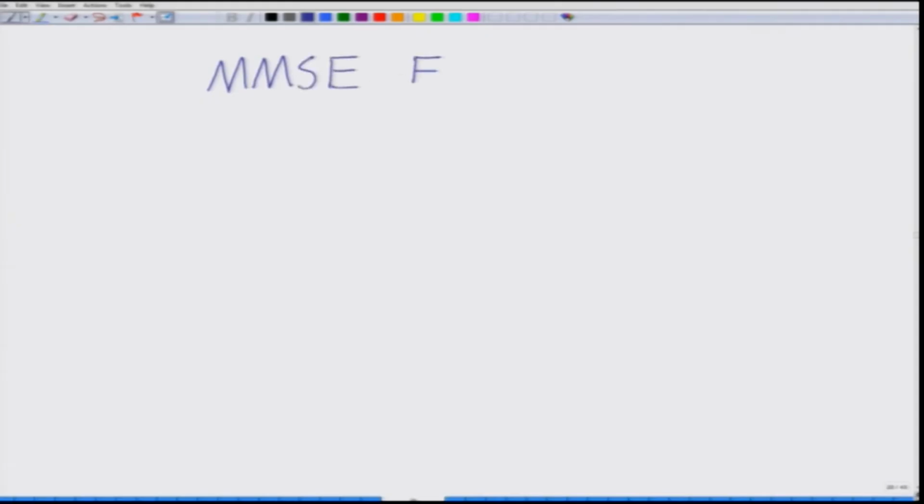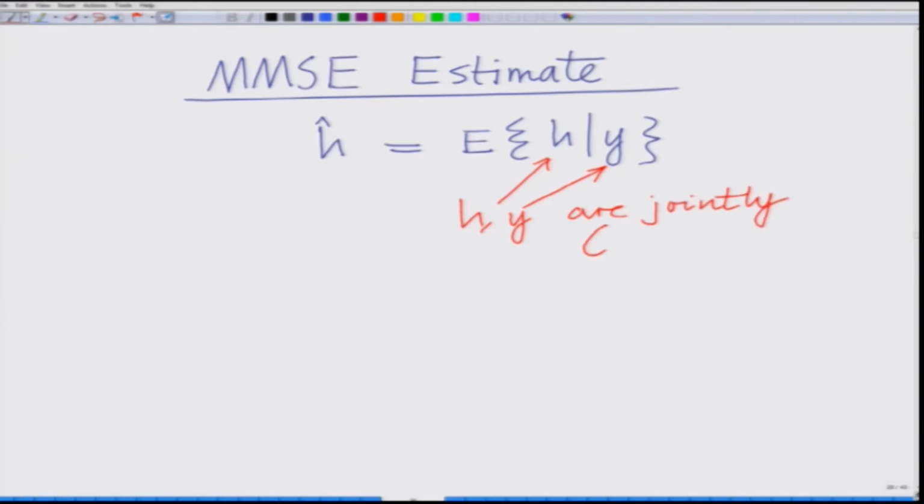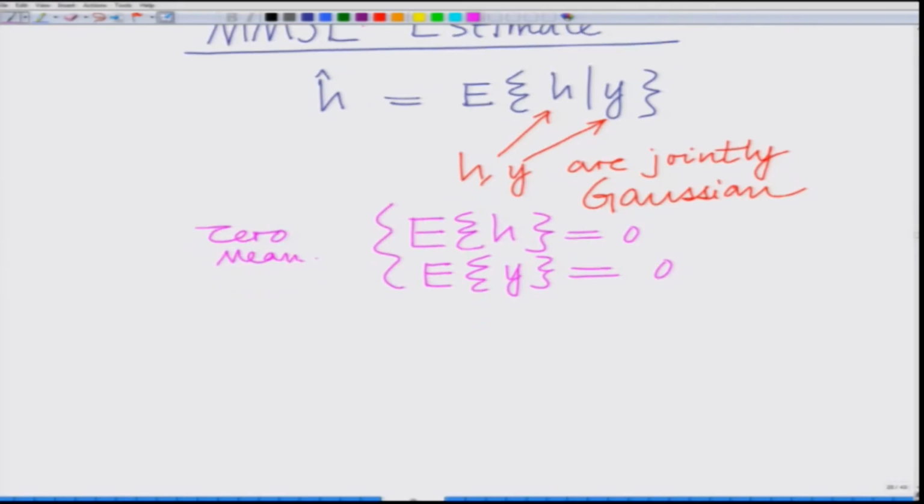We have already seen the MMSE estimate, that is h hat equals expected value of h given y, when these parameters h comma y are jointly Gaussian, that is the first point, and also they are zero mean, that is expected value of h equals 0, expected value of y equals 0, meaning that both the parameter h and the random variable y are zero mean.